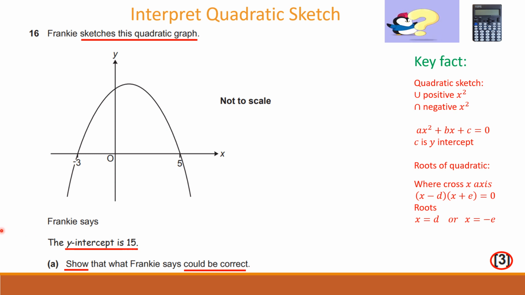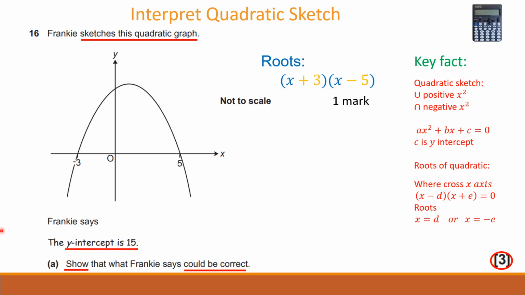Well done, guys. Hopefully you've managed to show that the y-intercept is 15. So to start with, we're going to look at the roots. So we know that the root is at -3 and 5. So if you look here, if the root was at 5, so d is equal to 5, so x is equal to 5, that means x minus d, which is why I've got an x minus 5 because of this 5 here. I've also got another root of -3. So you can see here, here's my second root at -3. So x is equal to -3. That means x plus 3 is equal to 0. So these are my two roots, come from x plus 3, x minus 5 for 1 mark.